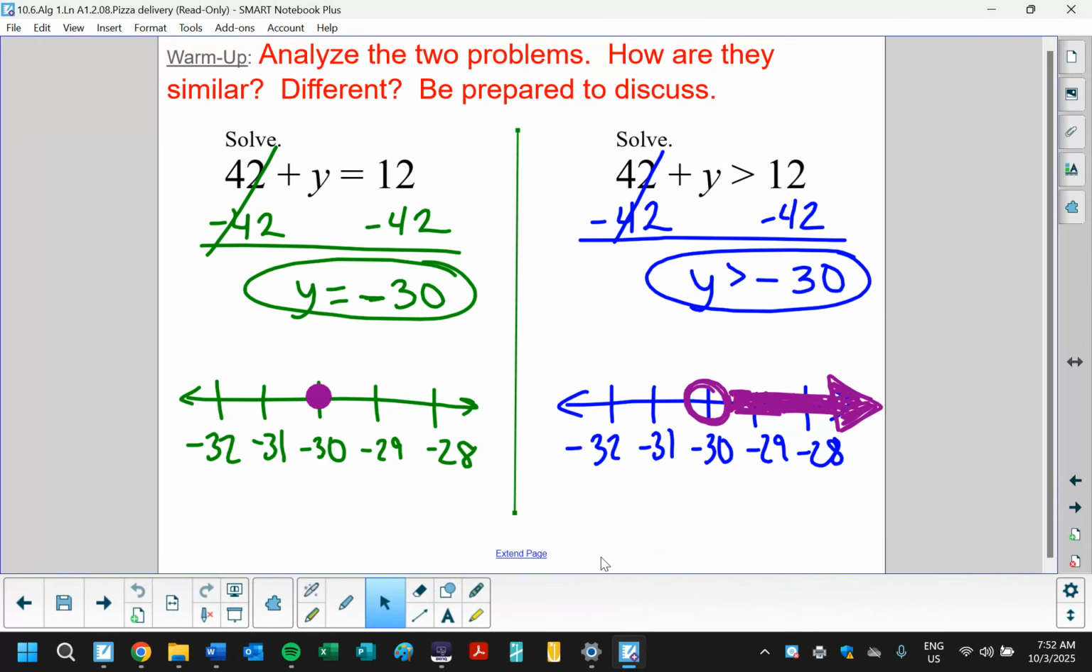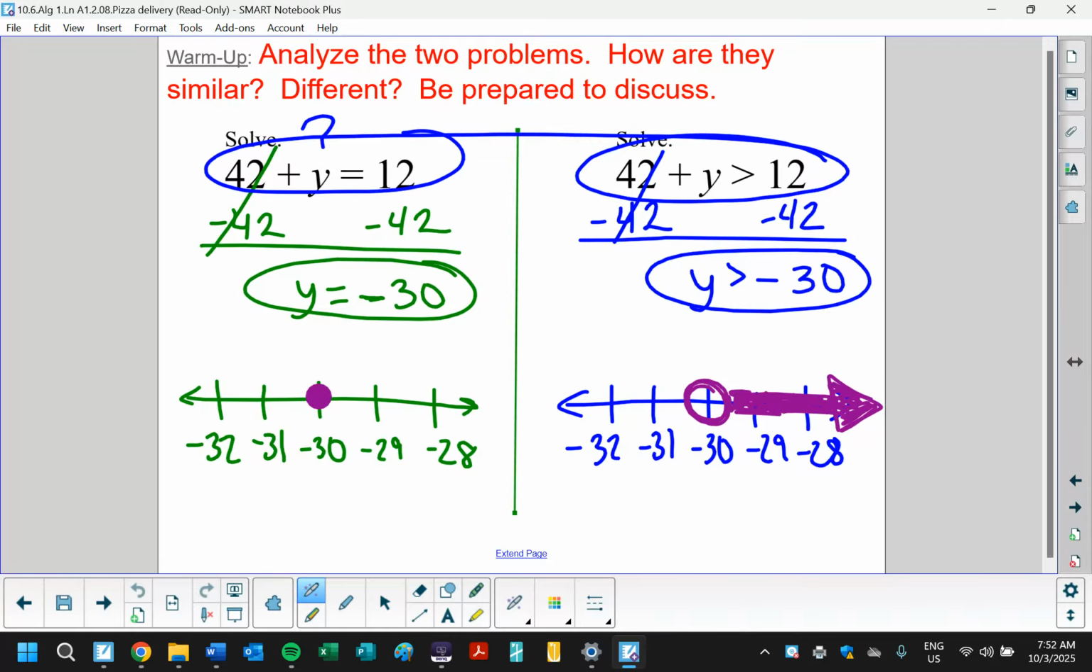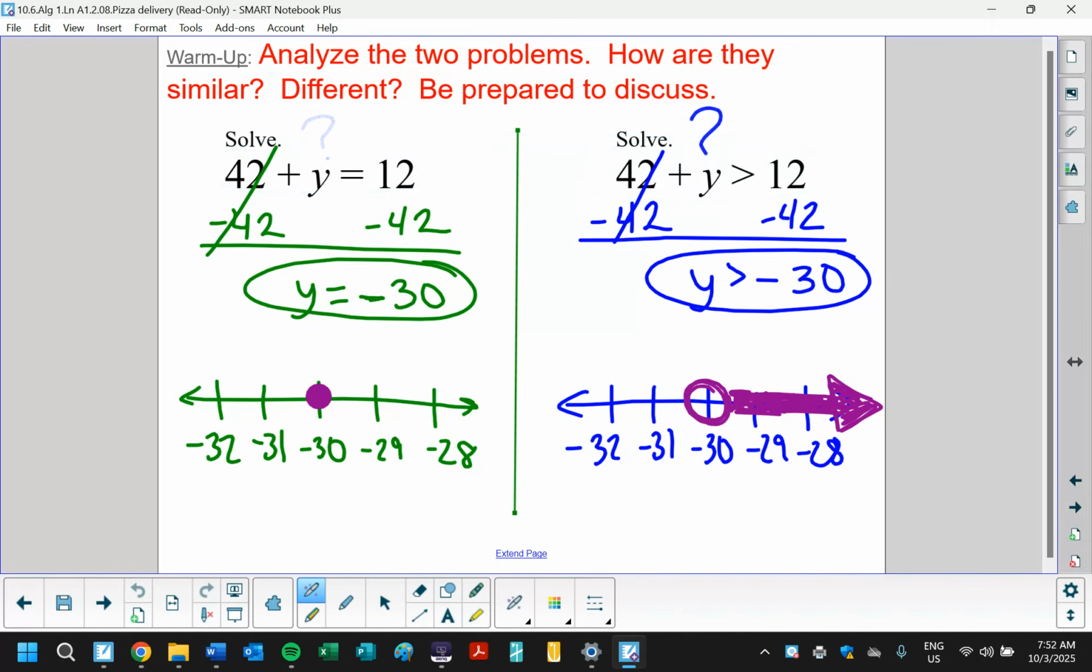So interesting that they both have the same exact terms. They both have a 42, they both have an unknown y value, and they both have a 12. On the other hand, I think you already can see the biggest difference, and that would be the equality versus inequality symbol. And what does that mean? If you take a look on the left side, y equals, y must be. On a graph, you can see negative 30 is displayed as the one and only one solution.